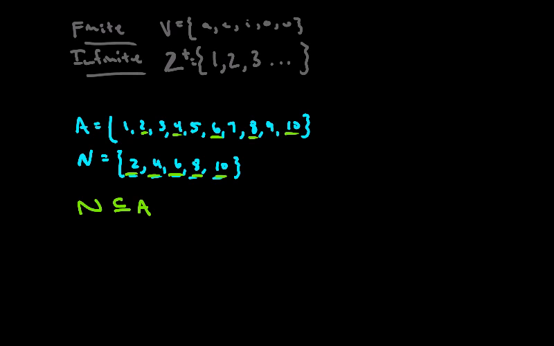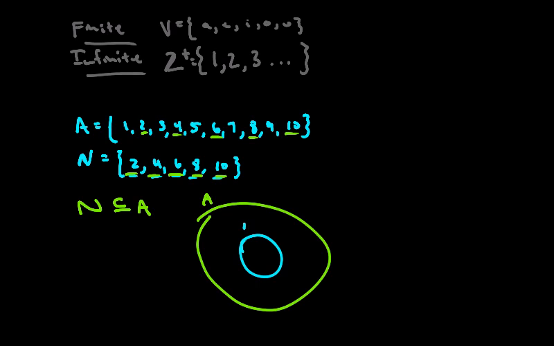Now, if we're putting that on a Venn diagram, it would look something like this. If this is A, then N would be inside of here. And again, everything that is in N, in this case 2, 4, 6, 8, and 10, those are also in A. What is left in A would be 1, 3, 5, 7, 9, so all of the odd numbers up through 10.